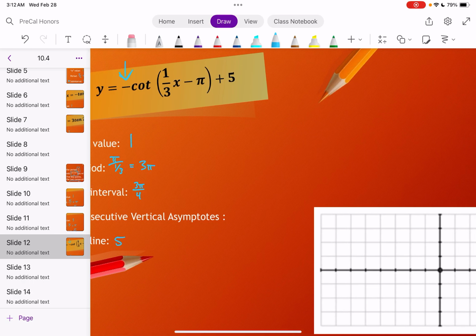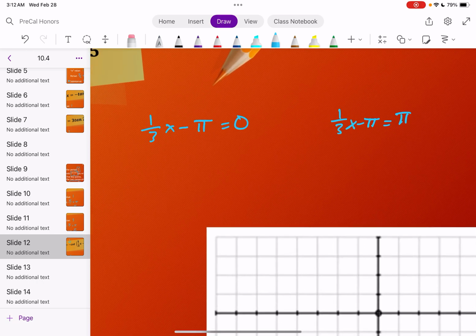Now, for this inside part, we're going to get the inside part of our parentheses, so 1/3 x minus pi, set that equal to 0, and 1/3 x minus pi is equal to pi. First thing we're going to do is move over that negative pi to the right-hand side. 1/3 x is equal to pi, and 1/3 x is equal to 2 pi.